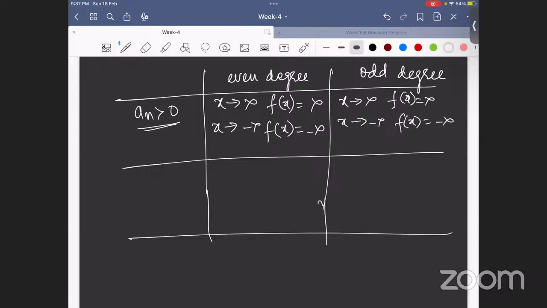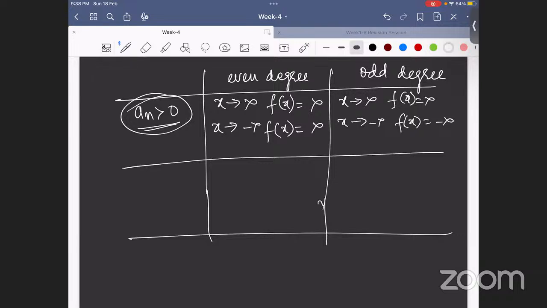Excuse me, sir. In an even degree, positive infinity where? In an even degree, sir. Yeah. When x tends to infinite, then f(x) will be positive infinite. Correct. So this is for the leading coefficient. Whenever you have a leading coefficient as a positive number, this will occur. You have an even degree.